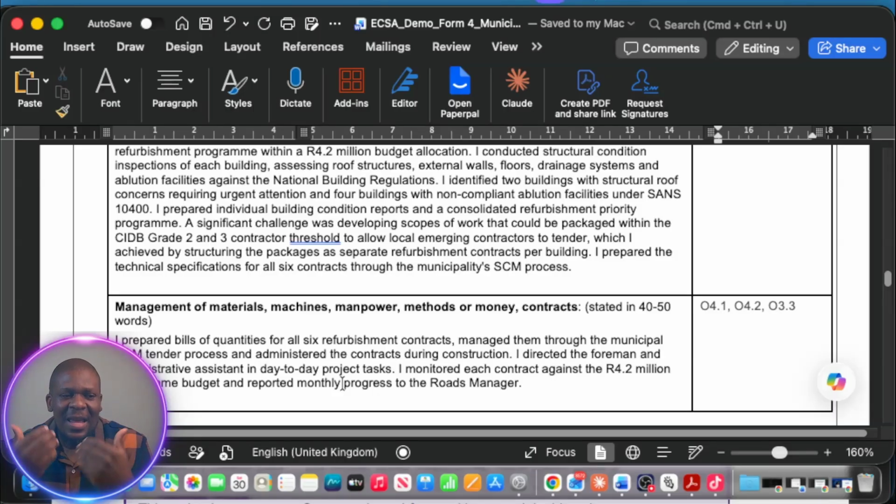So we are basically explaining how you manage material, how you manage machinery, how you manage manpower. Please note, that is saying material, manpower, machine, method, and money. It doesn't necessarily mean that you manage everything. You will manage some of it, not everything.